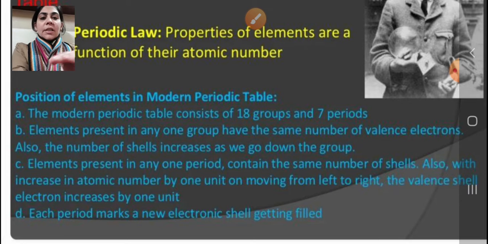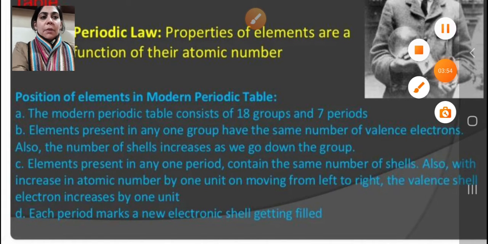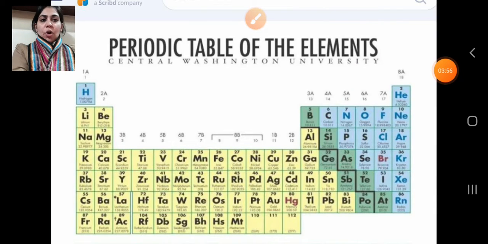If we talk about periods, the shells will remain the same, meaning K shell, L shell, M shell, N shell will remain the same, but the number of electrons increases. But if we talk about groups, the number of valence electrons will remain the same. This property we will study in detail one by one. This was the periodic table of elements, the modern periodic table.